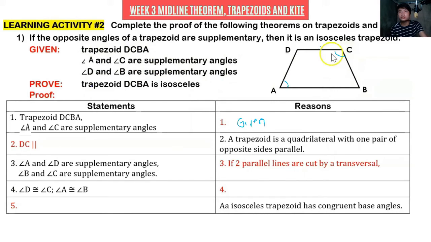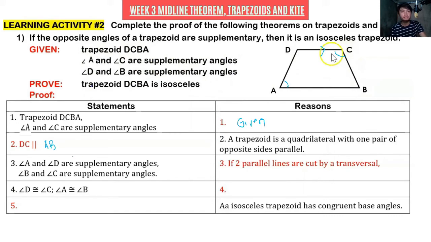Ito si DC, saan daw siya parallel? So we all know that DC is parallel to AB. So nalagyan na natin yung sagot because a trapezoid is a quadrilateral with one pair of opposite sides parallel. So ano yung pair na yun? That is DC is parallel to AB or BA, pwede rin.